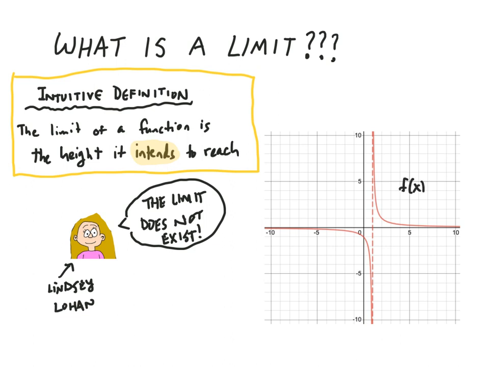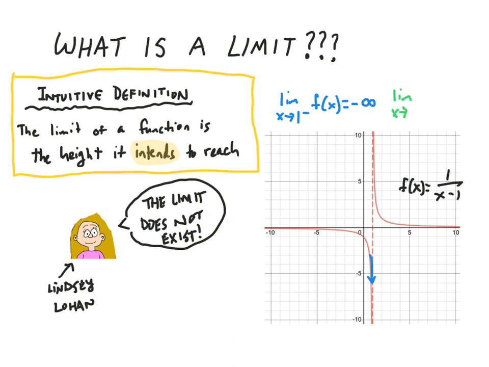Let's look at another example. Here we have the function f of x equals 1 over x minus 1. And once again, I'm going to look at the limit as x approaches 1. I'll start from the left. As x approaches 1 from the left, I can see the function decreases toward negative infinity. So I'll write that it equals negative infinity, even though it never reaches it.